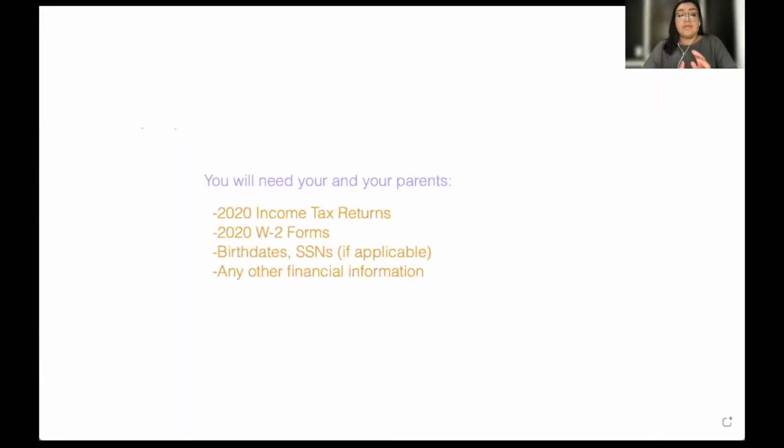So in order to get started, you do need to have a couple of documents ready, and those are your and your parents' 2020 income tax returns, the 2020 W-2 forms for both you and your parents, birthday information, social security numbers if your parents have them, and any other financial information, any records of financial assets or unreported income that they want to include in this application. So it's super important that you have these documents.